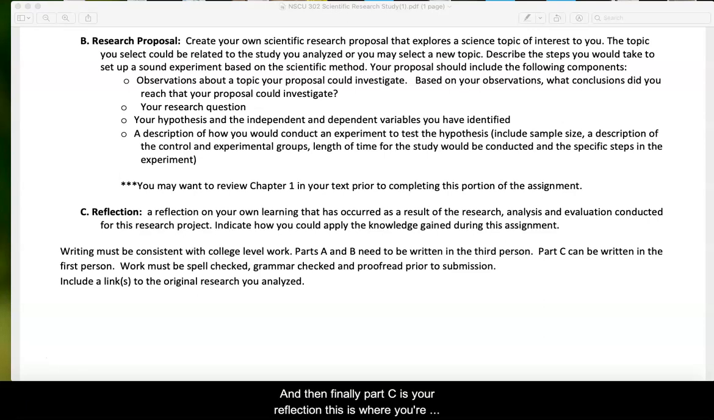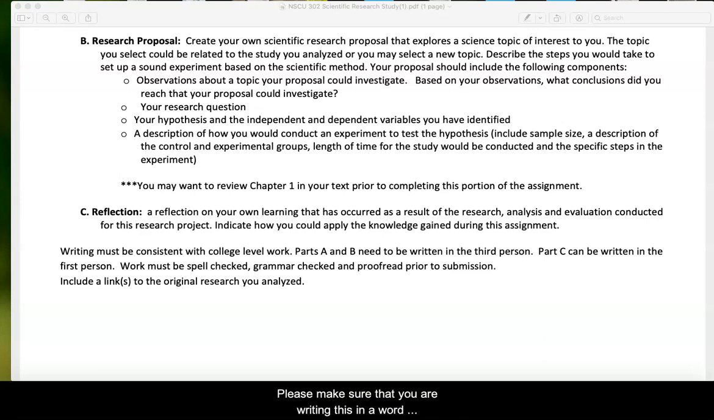And then finally, Part C is your reflection. This is where you're going to describe your own learning that has occurred as a result of your research paper. So think about how you could apply the knowledge that you gained from this assignment to either other assignments or your everyday life.